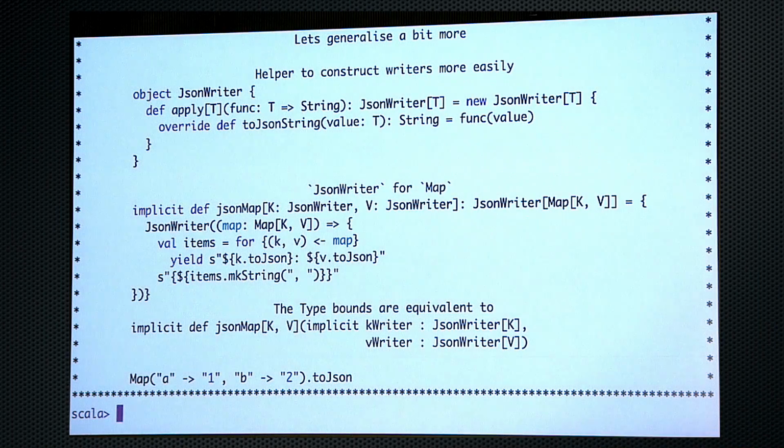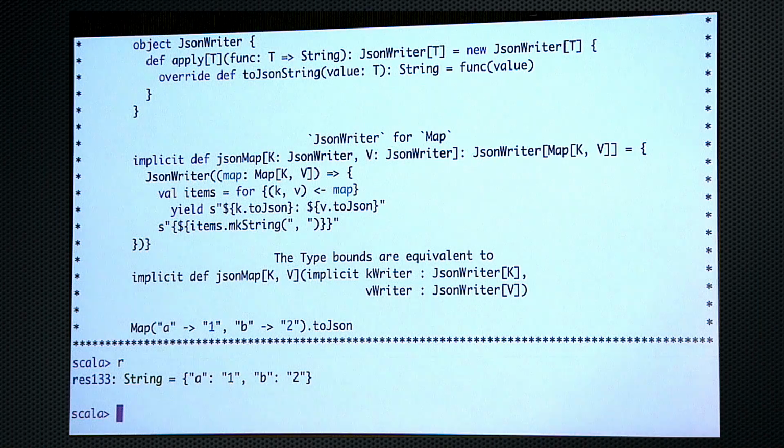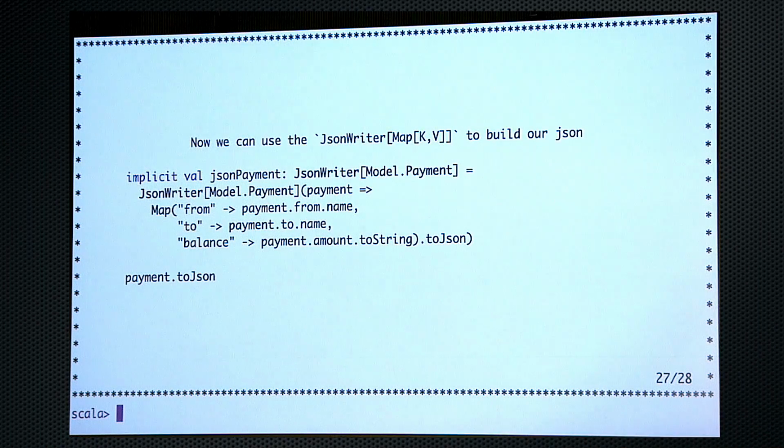Now, on the bottom line, we can actually use this on maps. So what we have now is that if we want to write a JSON writer for one of our custom objects, we can actually reuse this map JSON writer. So we create a JSON for our payment type in our model. We reuse the apply method on the companion object of JSON writer, where payment is passed in, and it is enough to just convert everything to this map.